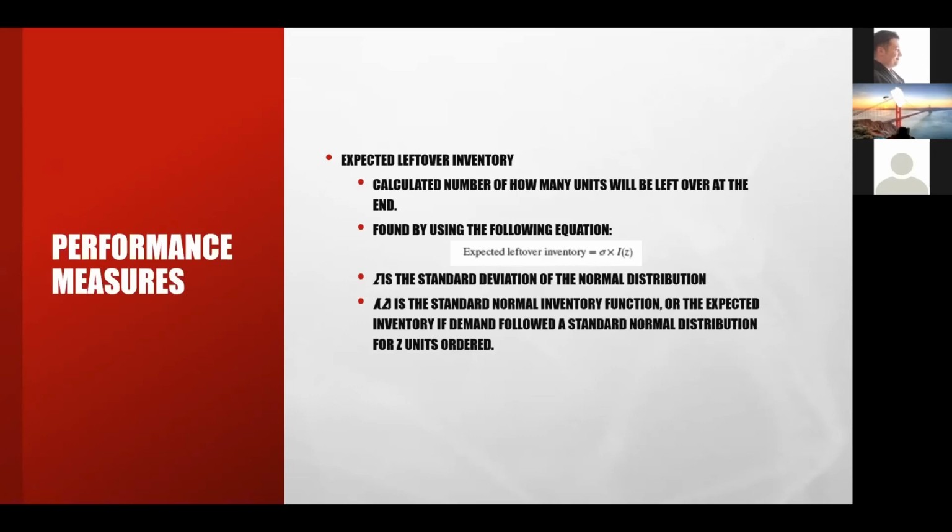So there are some different performance measures that are gone over in relation to the news vendor model. There's the expected leftover inventory, which is a calculated number of how many units will be left at the end. It's found by using the equation you can see below. The standard deviation of the normal distribution is one of the factors, and the other is the standard normal inventory function, the expected inventory if demand follows a standard normal distribution for z units ordered.